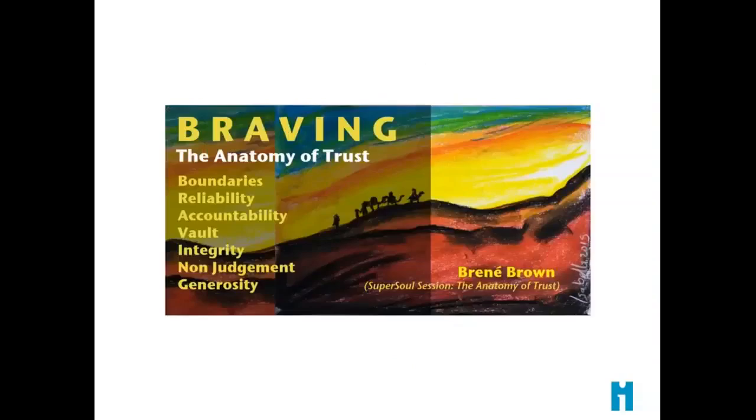You are going to hear from Brene Brown more about some of the work that she's done. And she's done really nice work around the anatomy of trust, looking at boundaries, reliability, and accountability. By boundaries, we mean knowing the limits of your friendship. Reliability, being able to be counted on by friends. Accountability, acting in the best way in the best interest of your friendship.